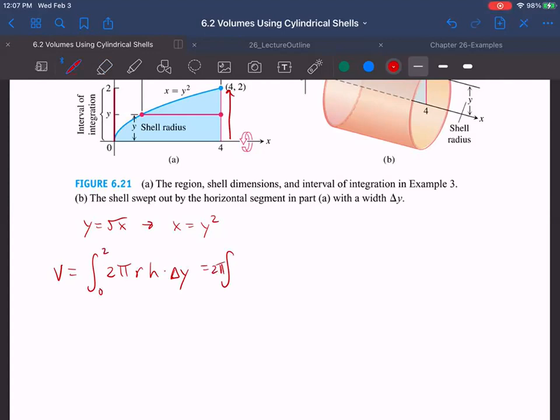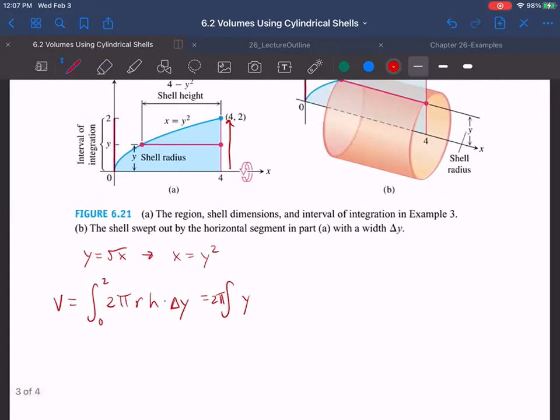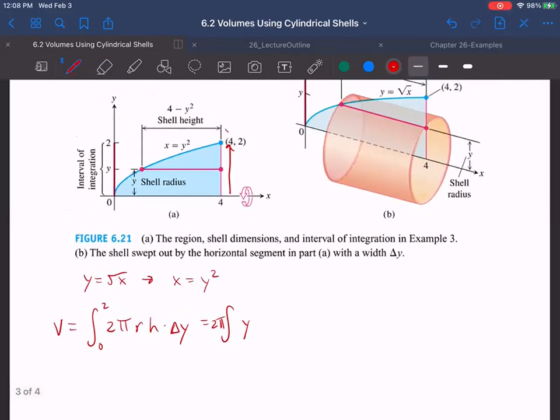Our radius, we just said, was not our function, but our actual y value that we get out of it, right? So it's just going to be y. And then our height is essentially the difference of our two functions. So this is going to be like, how do I put that? It's like f1 of y minus f2 of y. If, you know, this is x equals 4, this one's x equals y squared.